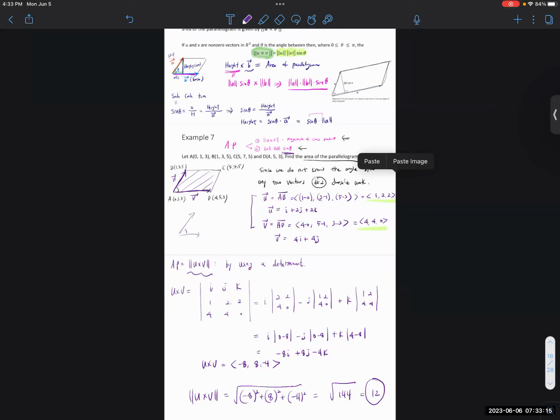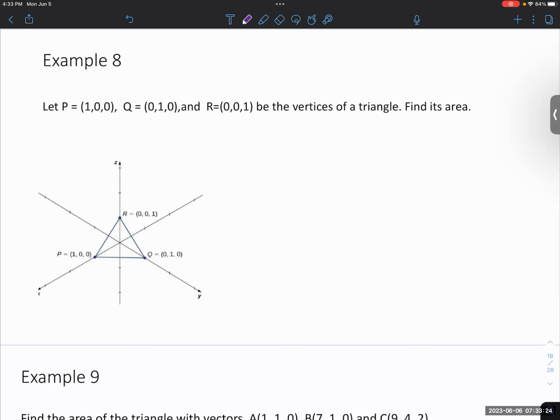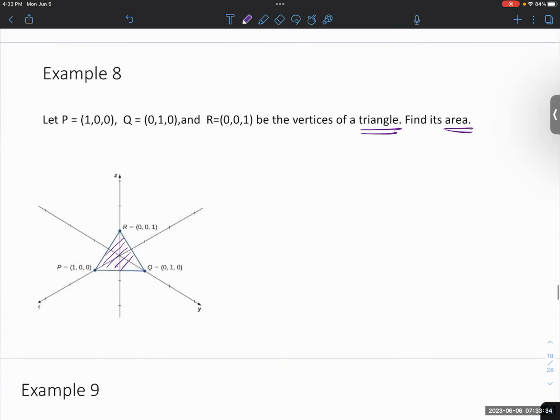So this is one of the applications. So let's take a look at another application. Let me go down. Here we go. Okay, so we want to find the area of the triangle. What is the characteristic of the triangle? The area of a triangle, do you remember? It's half of a parallelogram.